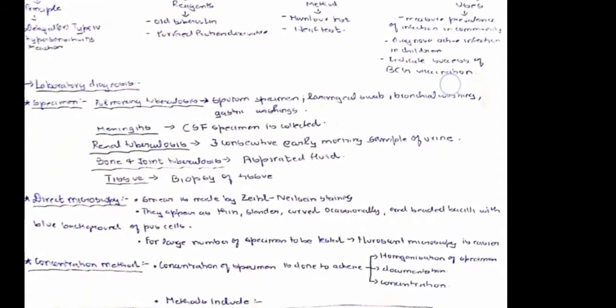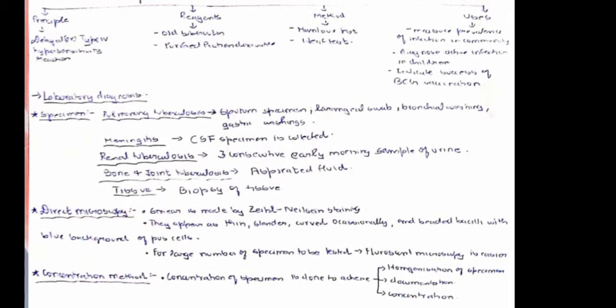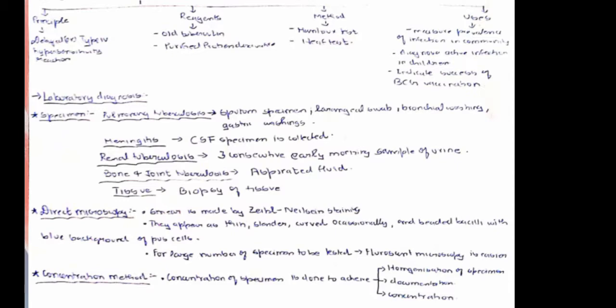Coming to the laboratory diagnosis. The laboratory diagnosis will include the specimen. The specimen for pulmonary tuberculosis will be the sputum specimen, the laryngeal swab specimen, the bronchial castings, and also the gastric washings can be used sometimes.